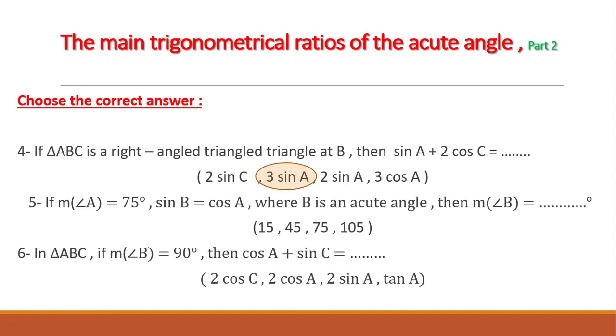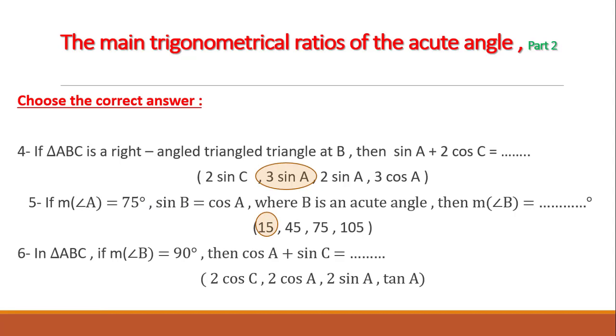3 sine A. Number 5, if measure of angle A is 75 and sine B equals cosine A. Okay, 75. Sine A equals cosine B. It means A and B are two complementary angles, so the summation is 90. B is an acute angle, then measure of angle B, the same way, 90 minus 75 equals 15.